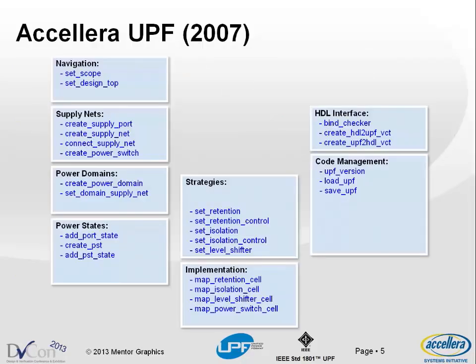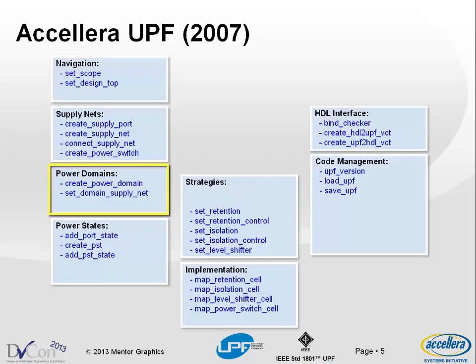So this next section is a really quick overview of what the commands are in UPF. We're going to start off with the Accelera UPF definition, and it created commands in the following areas. First of all, for navigation, to move around in the design in order to change the focus and change how you specify what to do in different parts of the design. There were some commands that had to do with building the supply network. This includes creating ports, nets, switches, and doing connections.